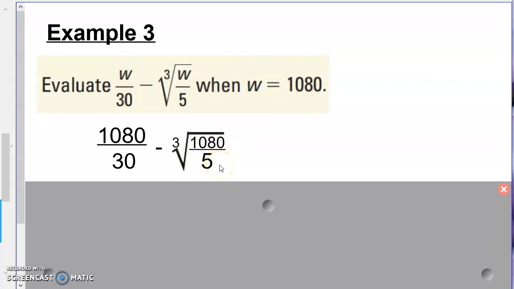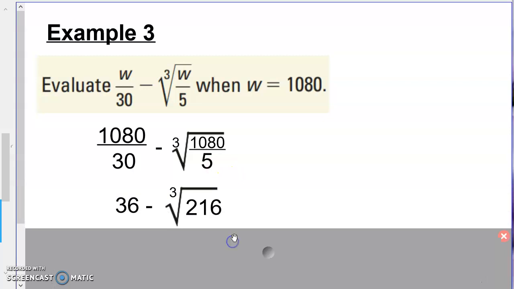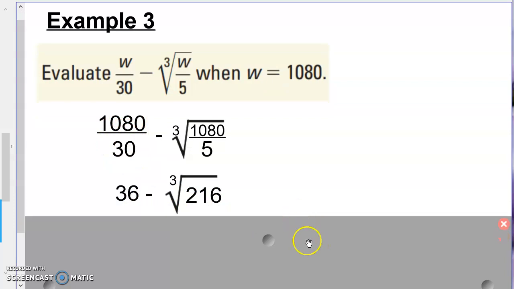1080 and 5, neither of them are perfect cubes. So I'm going to figure out what 1080 divided by 5 is, and that is 216. And of course, 216 is a perfect cube, so I can figure out what that is. But meanwhile, I just divided 1080 divided by 30 and got 36, because I'm going to have to do that part first before I do the subtracting part.